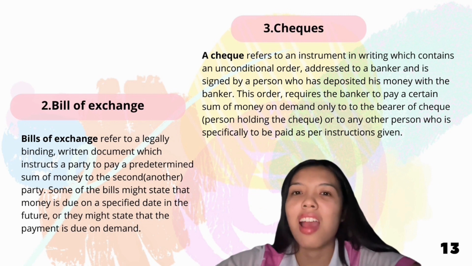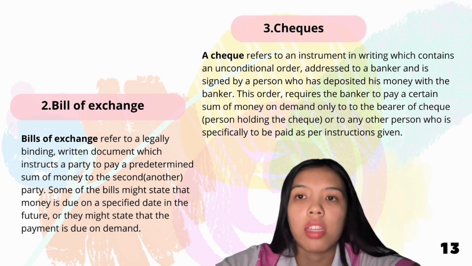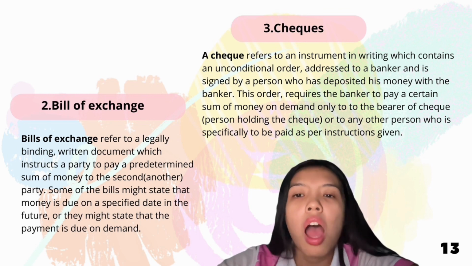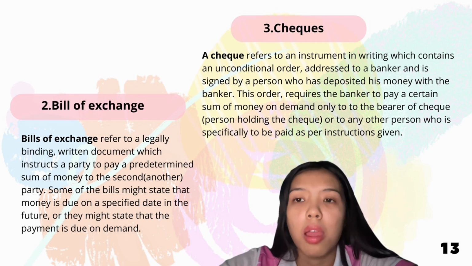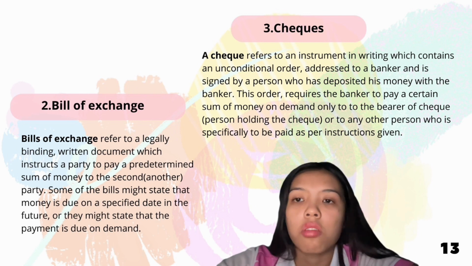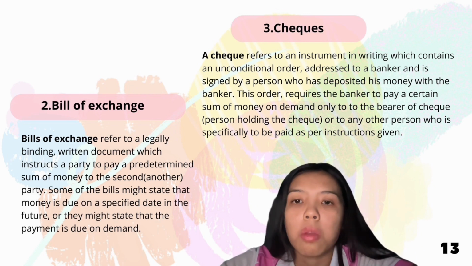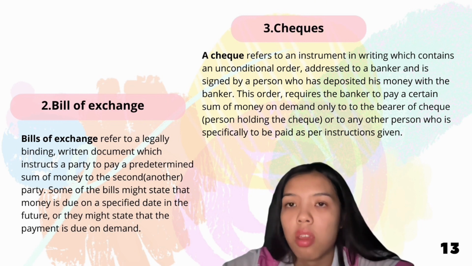3. Check. A check refers to an instrument in writing which contains an unconditional order addressed to a banker and signed by a person who has deposited his money with the banker. This order requires the banker to pay a certain sum of money on demand only to the bearer of the check, the person holding the check, or to any other person who is specifically to be paid as per instructions given.